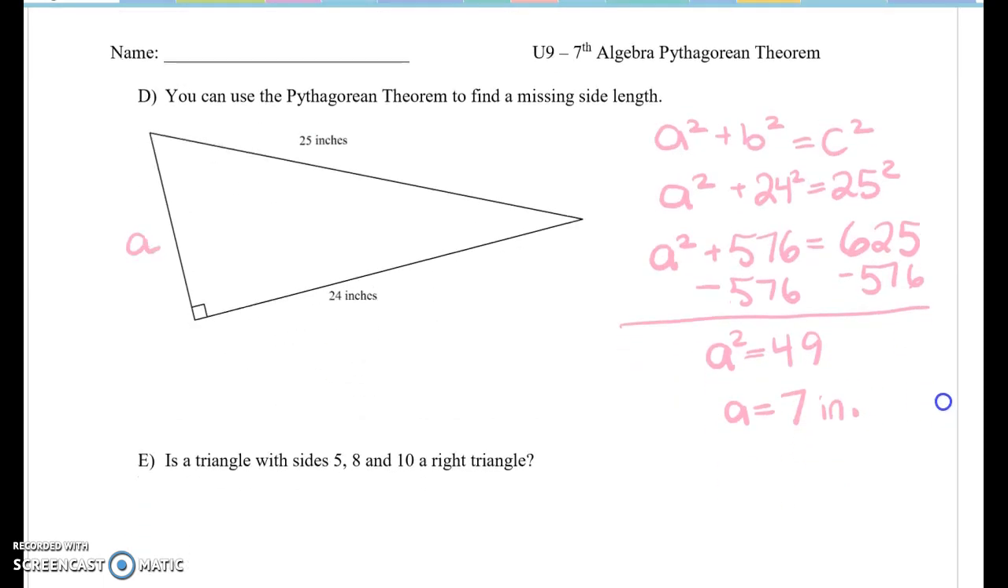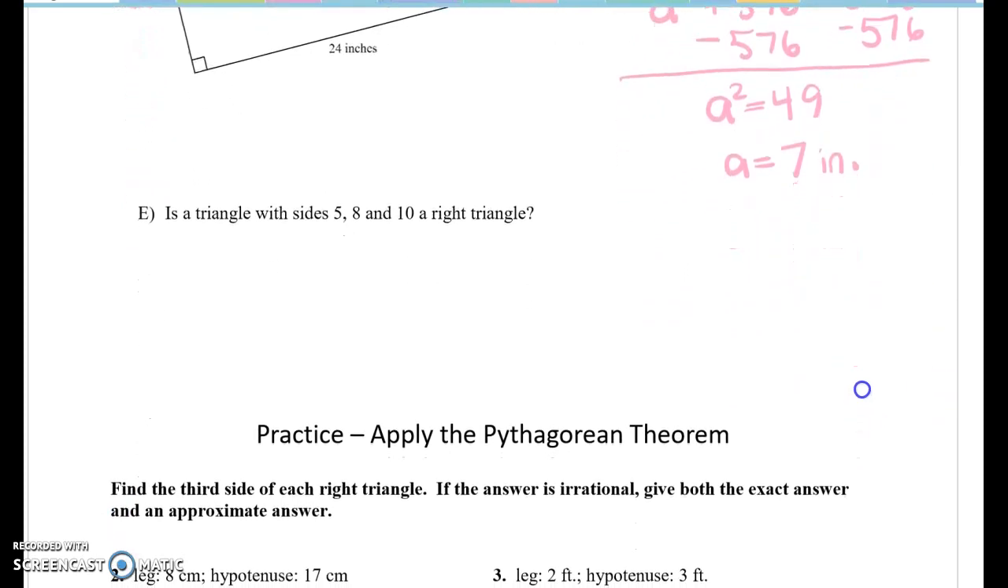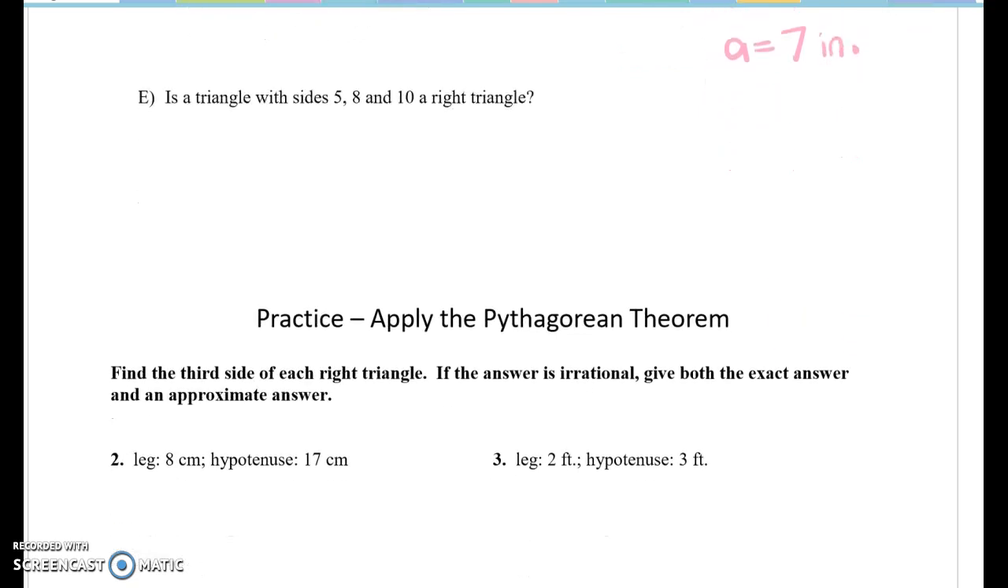Now, there are going to be some examples that have radicals in them. And you're going to be fine with those because you know how to play with radicals. Is a triangle with sides 5, 8, and 10 a right triangle? So this is the third kind of problem we're going to ask you today. And remember that the hypotenuse has to be the longest side. So I'm going to put a little question mark here. Is that a right angle?